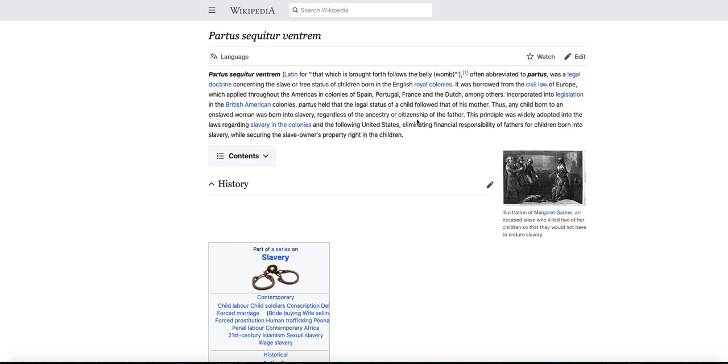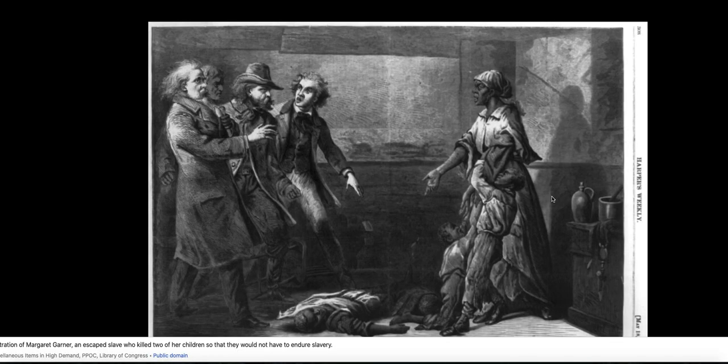Okay, that sounded like a lot. While securing the slave owner's property right in the children, but he would still own them. So all these children would become his property. Okay, and this is an illustration of Margaret Garner.